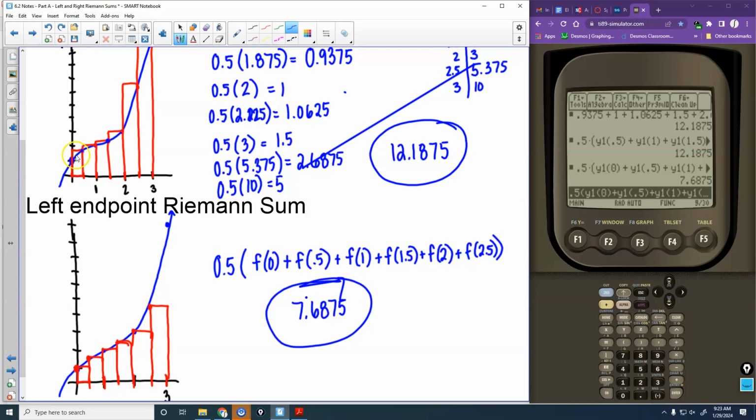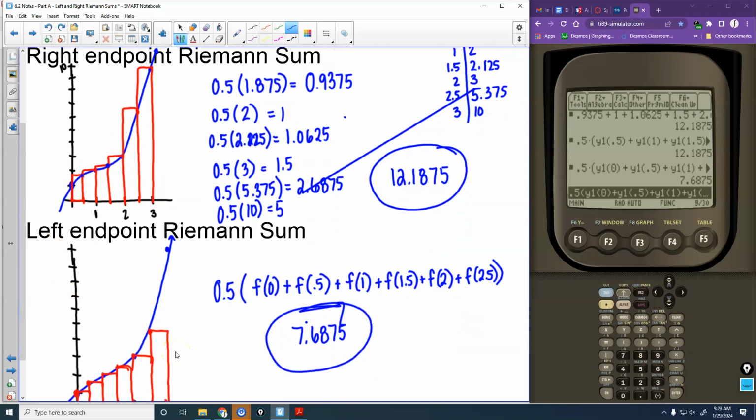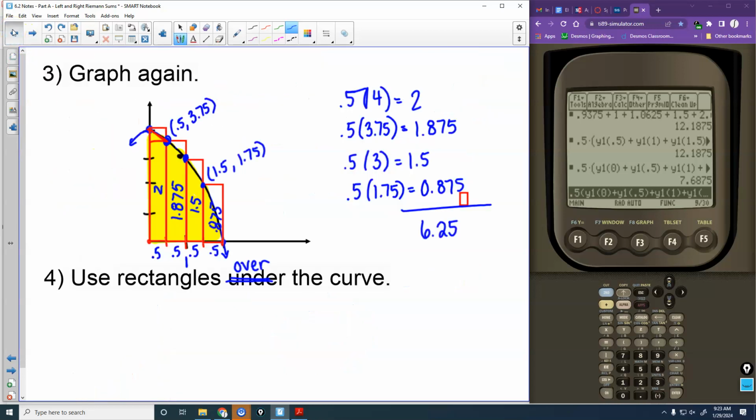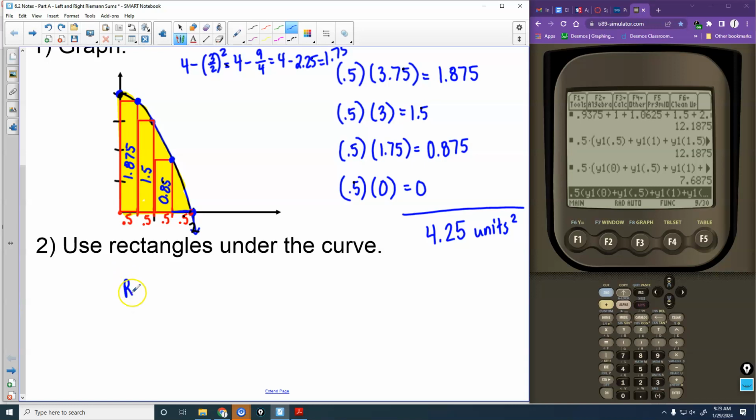Okay. Now, I do want to talk about one more quick thing before you have time to work on your assignment here. This was a right endpoint Riemann sum. Right endpoint was an overestimate. Left endpoint was an underestimate. However, if we go back to this graph right here, was this one a left or right endpoint? That one was a right. This was a right endpoint. And it was an underestimate.